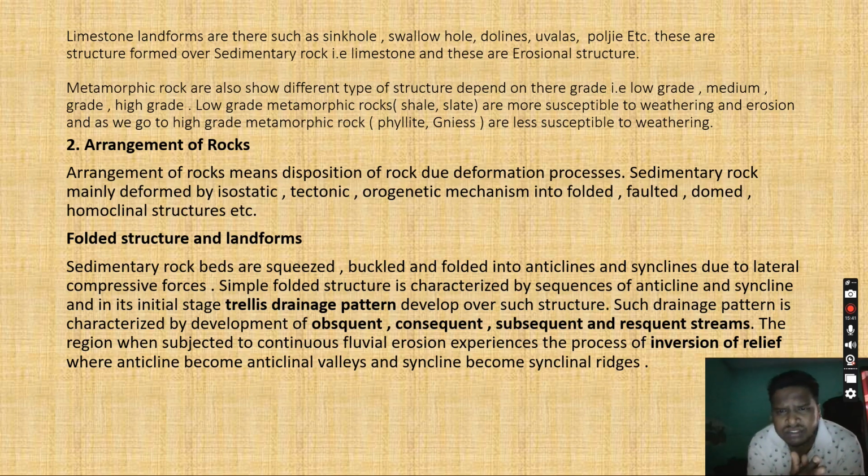Arrangement of rocks. First, we have folded landforms. What happens when a lateral compression occurs over any strata, whether horizontal strata, inclined strata, or vertical strata? There is a lateral compression, or we can say compression acting on both sides of the rock. After some time the rock gets buckled or squeezed into a fold. That kind of structure is called a fold.